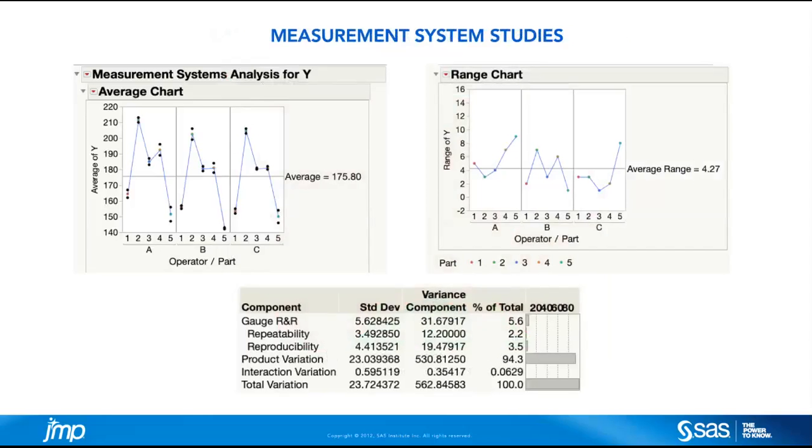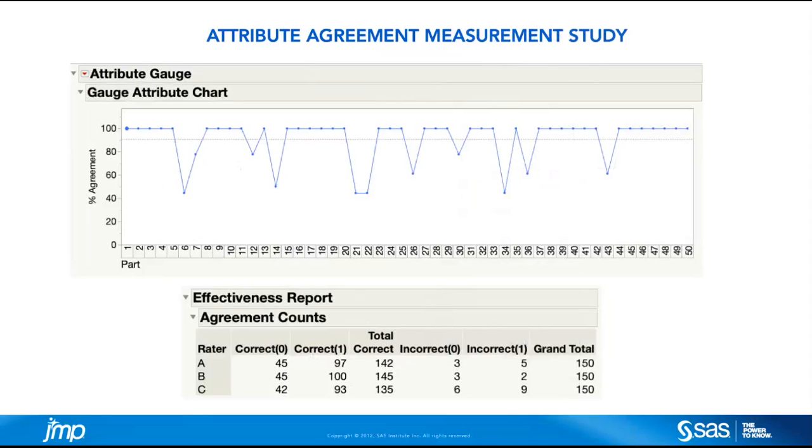We're going to look at doing some measurement system studies. You might know them as gauge R&R studies. We're going to do a measurement system study for continuous variables. And then we'll also look at doing what's called an attribute agreement analysis, where you look to see if appraisers are correctly or incorrectly rating the condition of something they're evaluating.